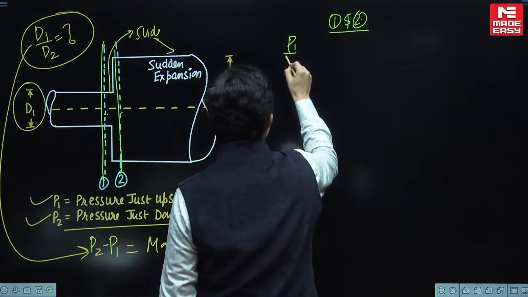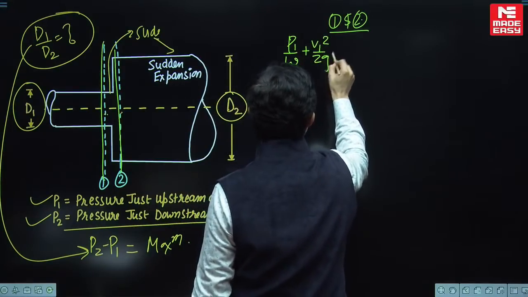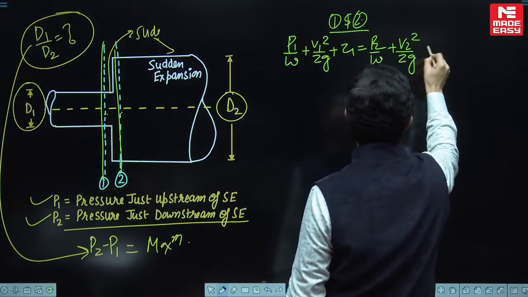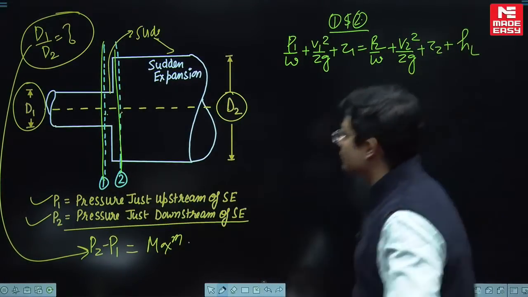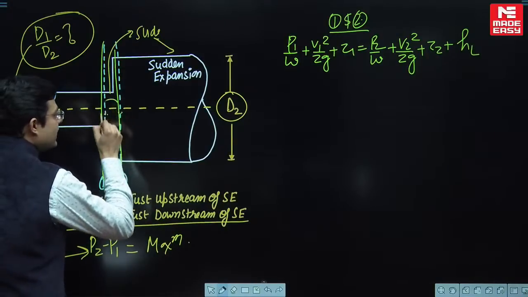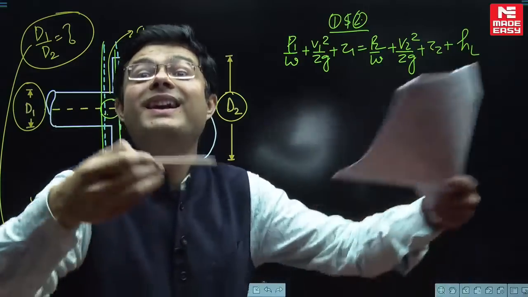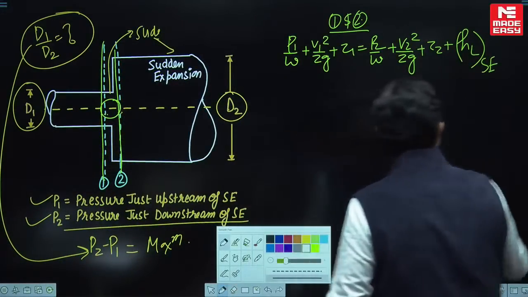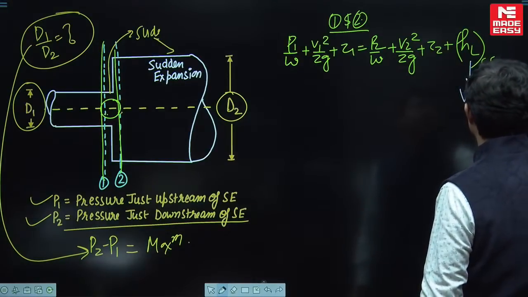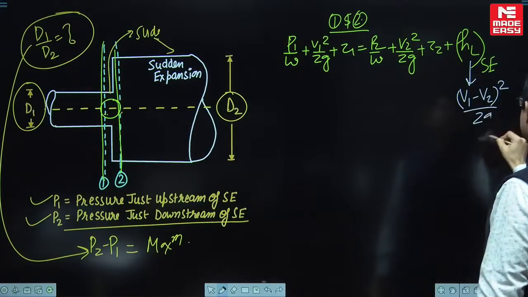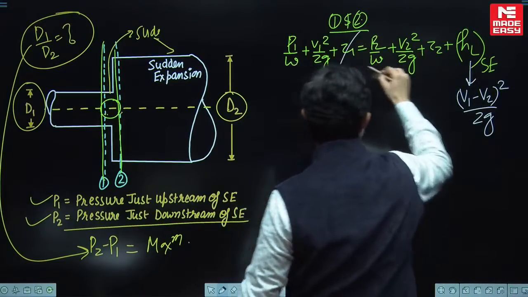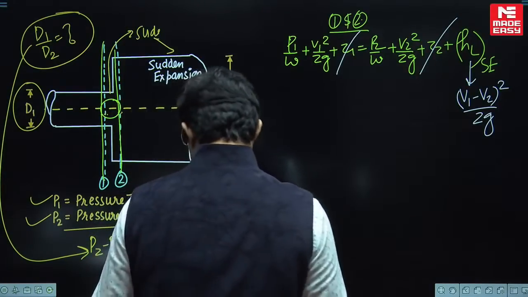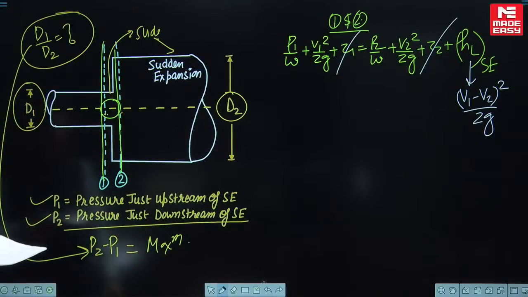Come on guys. So this is going to be P1 by W plus V1 square by 2G plus Z1 is equal to P2 by W plus V2 square by 2G plus Z2 plus head loss. Look, when you are applying Bernoulli's between 1 and 2, there is going to be this loss. What is this loss? Sudden expansion loss, whose value you already know is V1 minus V2 whole square by 2g. Horizontal pipe only, and we want P2 minus P1. We want P1 minus P2.